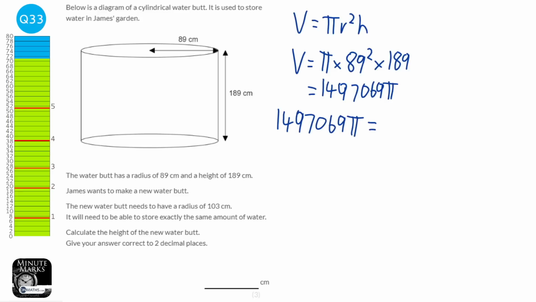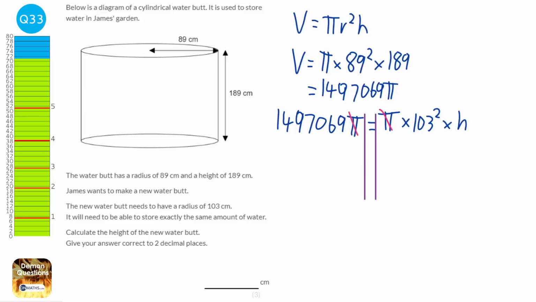But we want the radius to change. So instead of the radius being 89, we want the radius to be 103, so times 103 squared. And we're trying to work out what the height is. First thing we can do is cross off the pi's from both sides, we don't really need them at all. Then we can get our solving lines in, and divide both sides by the 103 squared.